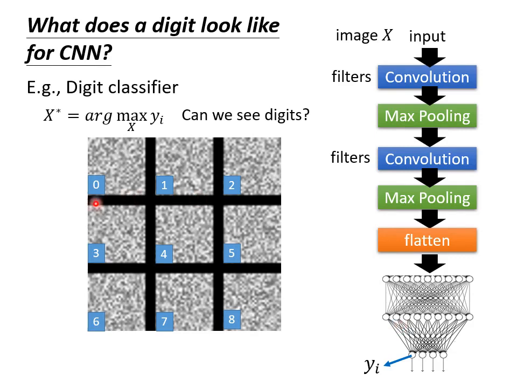For example, this X star can make this image classifier have the highest score on class 0. This picture can make your classifier get the highest score on class 1, on class 2, on class 3, and so on. You will find that you actually observe a bunch of noise. You can't see the numbers at all.